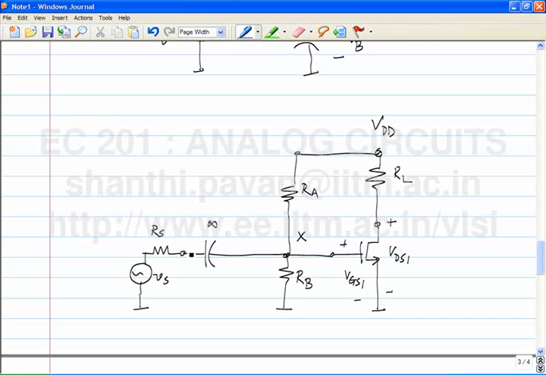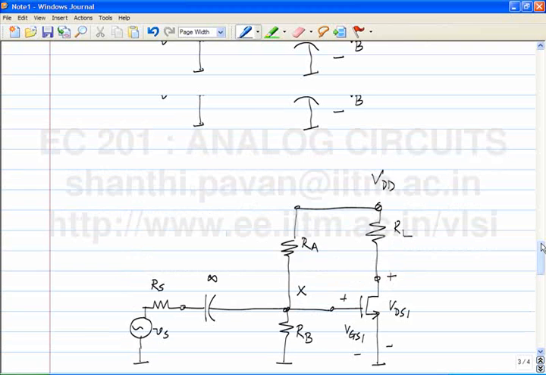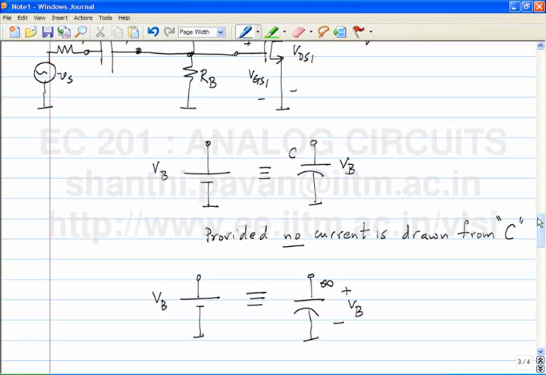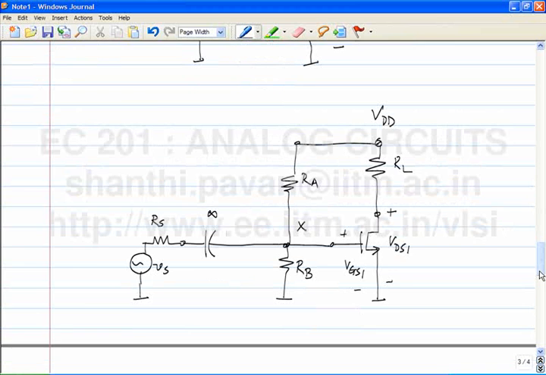Another way of looking at it is that a capacitor is an open circuit for DC, so it doesn't allow DC current to flow through it. So these two are very important observations. That is, a finite capacitor of value C when charged to voltage VB is completely indistinguishable from a battery of the same voltage as long as the current being drawn from the capacitor is 0, and an infinite capacitor is absolutely indistinguishable from a battery. And so we've solved one problem.